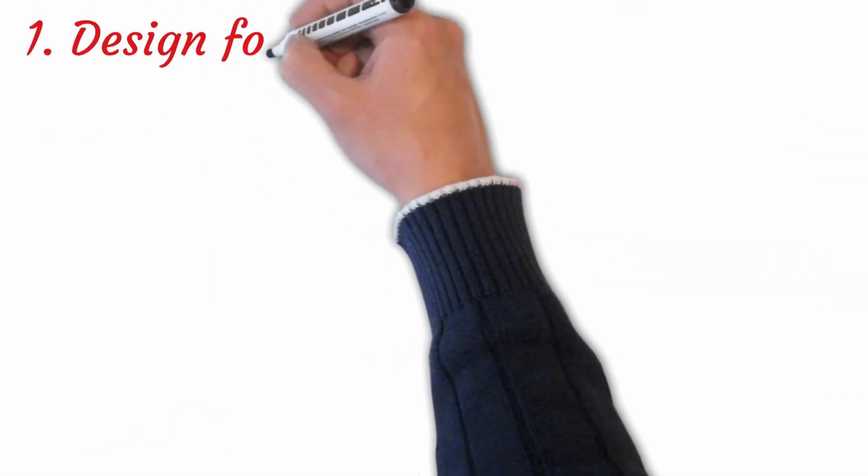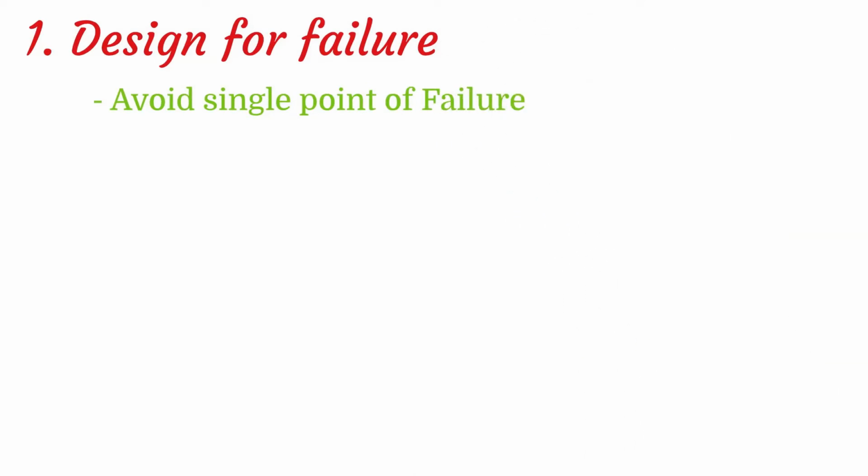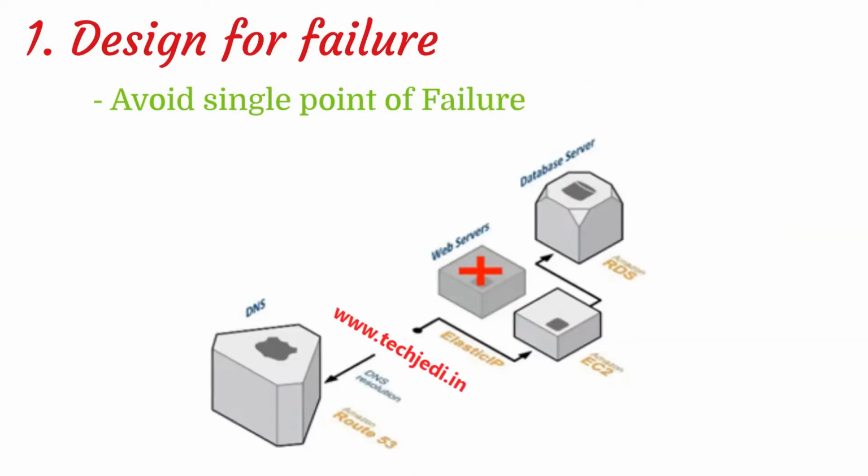1. Design for failure. To avoid single point of failure, we need to assume everything will go wrong, and work for this. Our goal is to make sure application is up and running always. In our case, we have EC2 and RDS as single point of failure. We can use Elastic IP or ALB to avoid failure of EC2 instances.